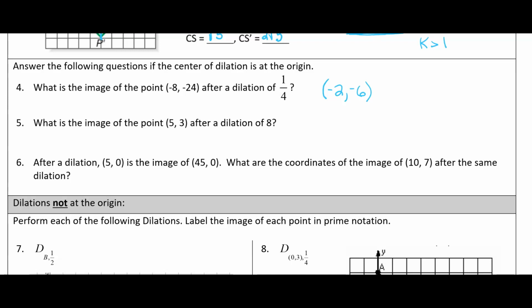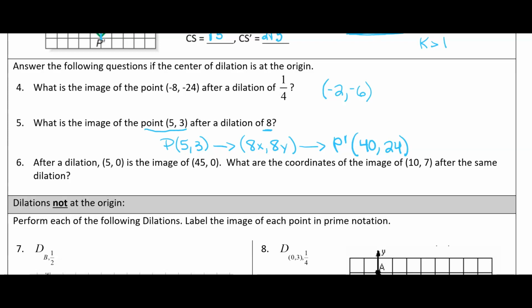Question 5, what is the image of the point 5, 3 after a dilation of 8? So the image, so let's say if that is point 5, 3, we are going to dilate it by 8. So this is going to be our rule. So our final image would be 8 times 5, which is 40, and 8 times 3, which is 24. So it's just following simple scale factor rules.